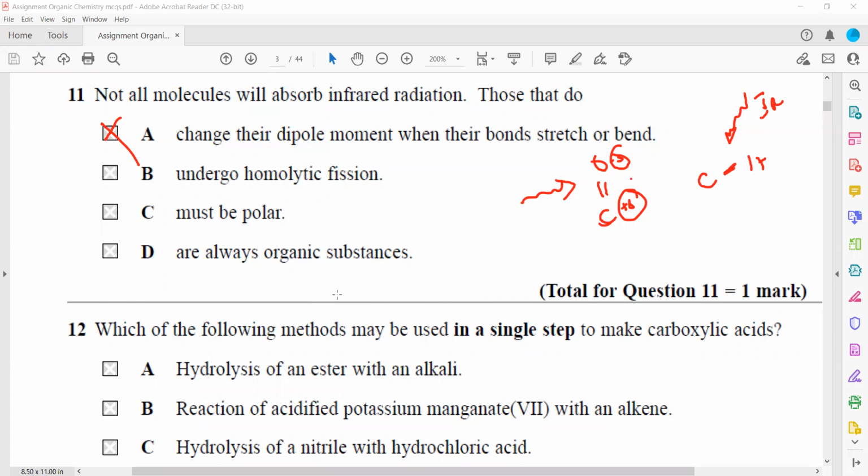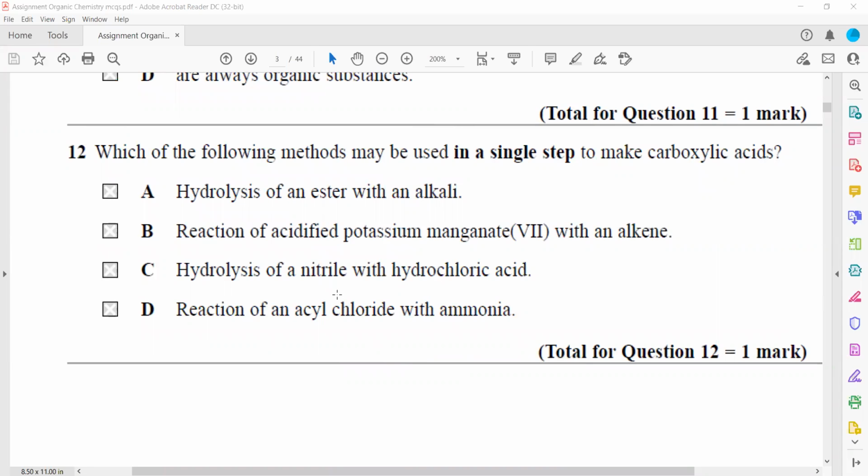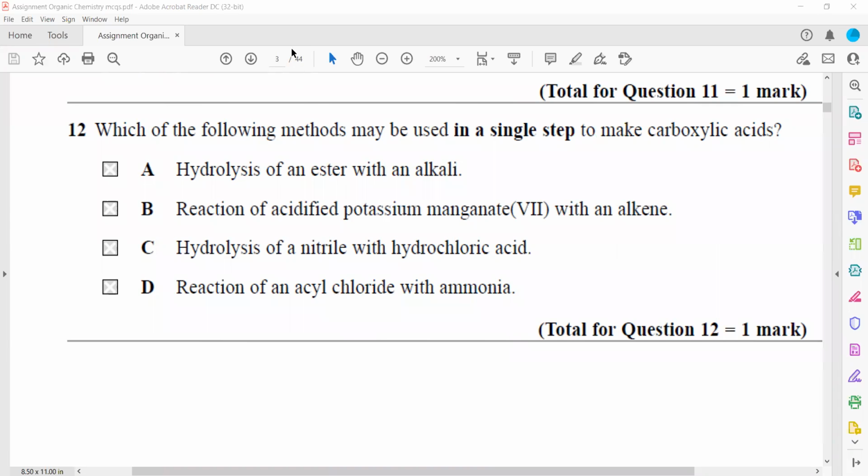Then another question: which of the following methods may be used in a single step to make a carboxylic acid? Like, directly we can make a carboxylic acid. Which technique or which method can be used? So if we do hydrolysis of the ester in the presence of an alkali, which of the following methods could be used in a single step to make carboxylic acid? So we want to make carboxylic acid in one step.